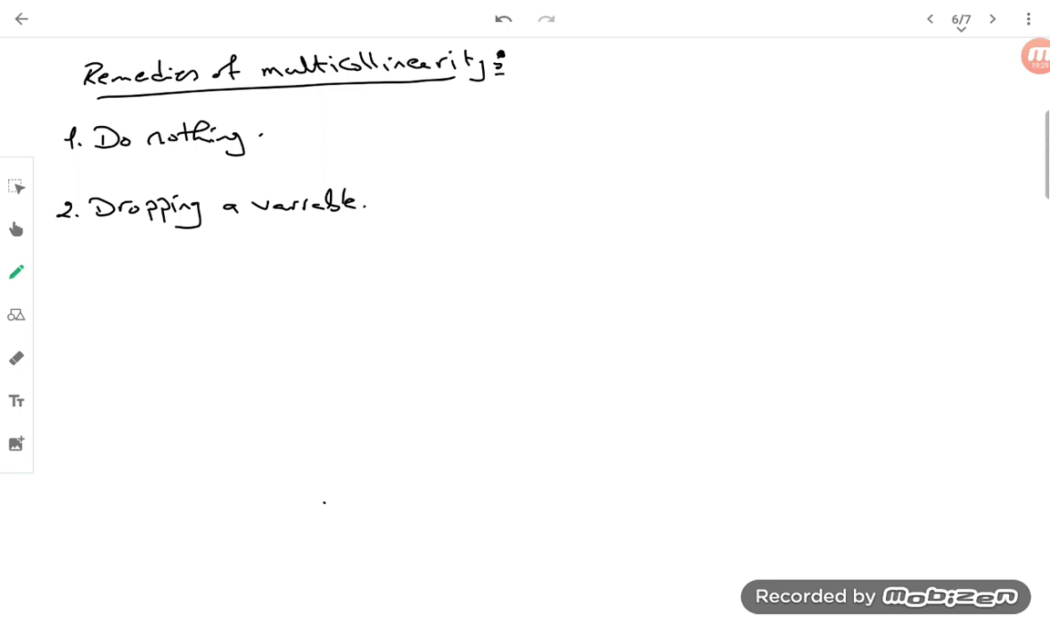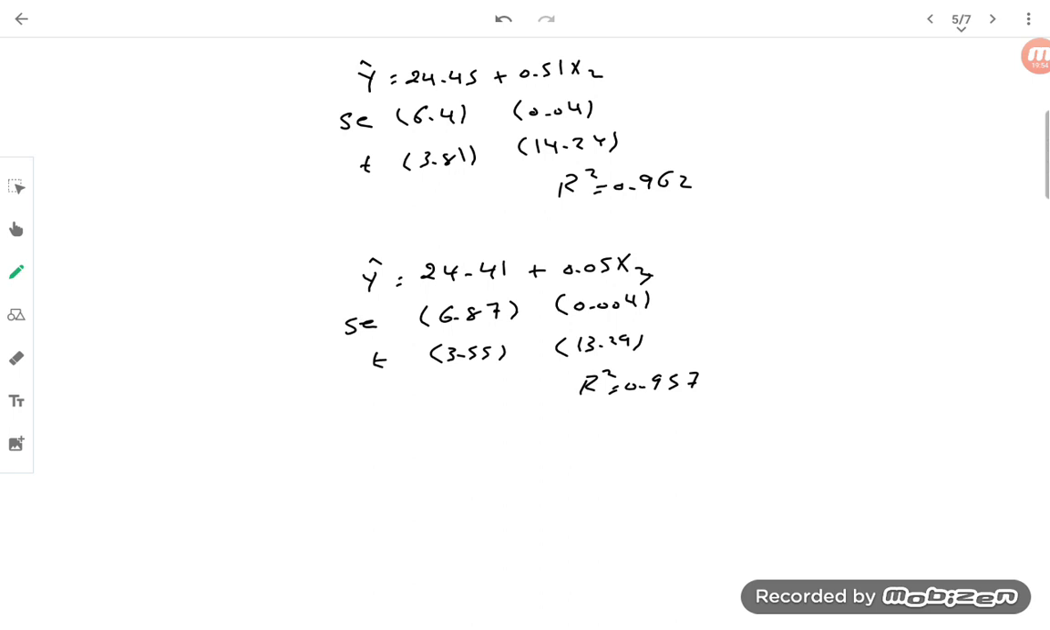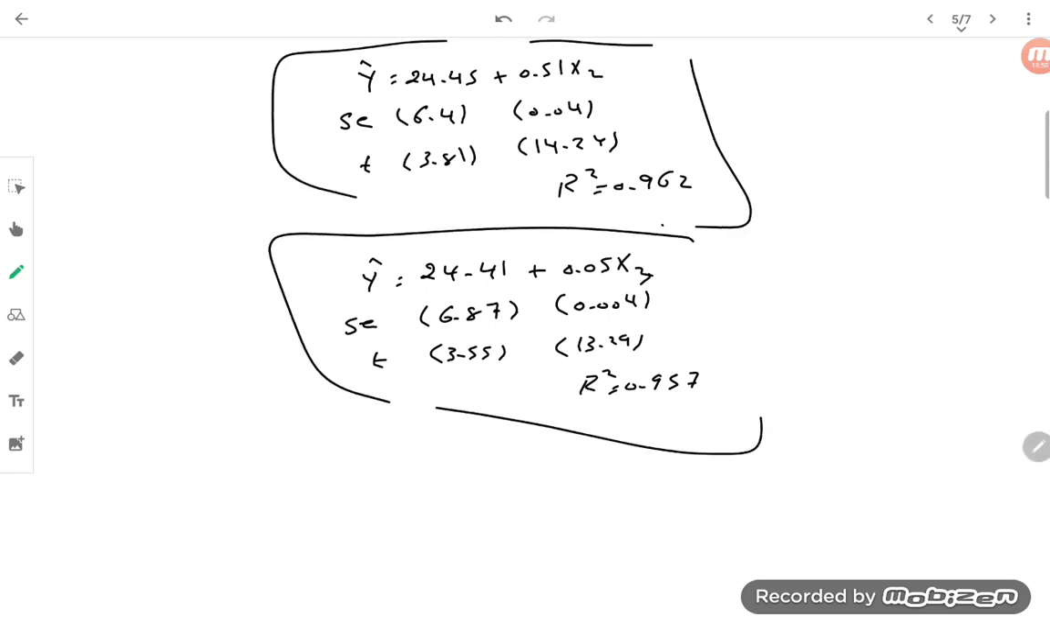But actually, dropping one of the variables may cause another severe problem, as you can drop one of the most important factors that affect the phenomenon under consideration. So you must be very careful when dropping one of the variables, that this omission will not affect the economic model itself. Actually, this is the case of dropping one of the variables. In this case, we dropped x3, and in this case, we dropped x2.